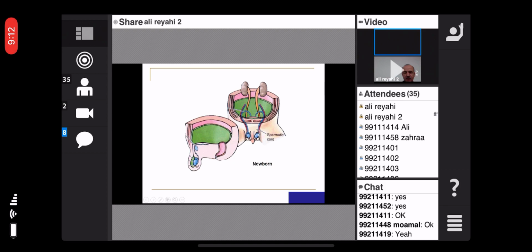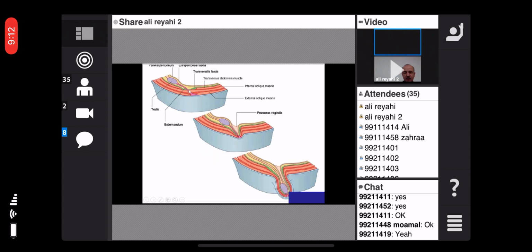Sometimes one or two of these testes cannot descend and cannot pass within the inguinal canal and cannot enter the scrotum, and this testis may be degenerated within the pelvic cavity, for example, and it's not good. Okay, look at this picture again.